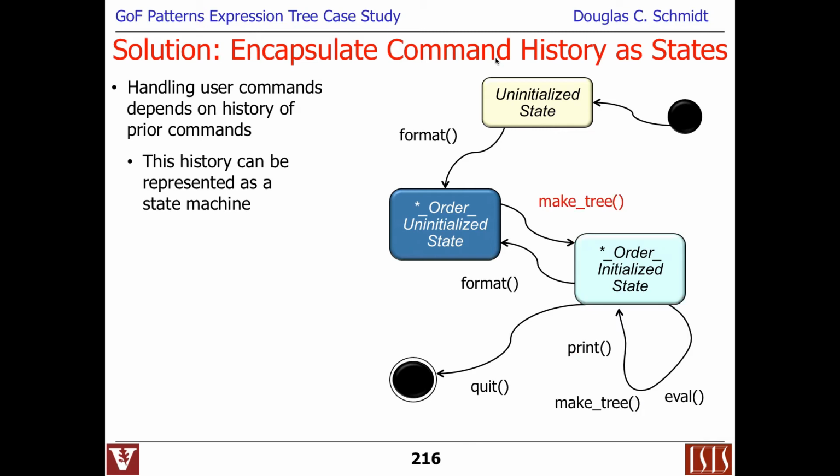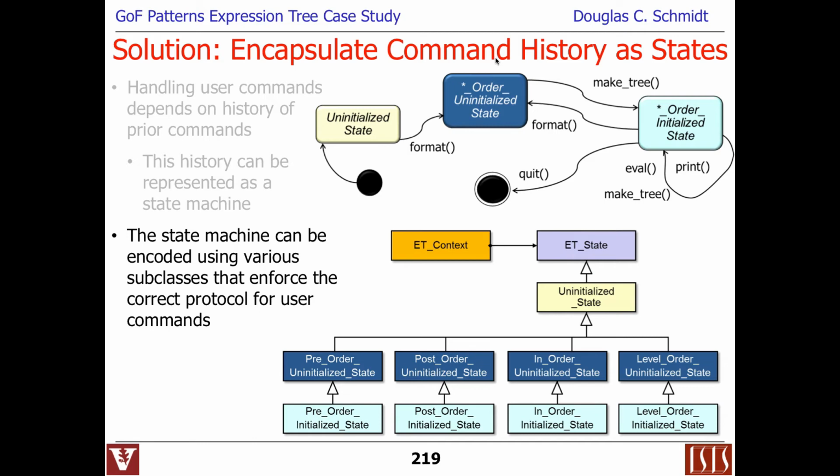But what this is basically doing is encoding the legal operations at any given point. The edges out of a state, or a node here, tell what operations can be invoked legally at that point. And if you invoke the wrong operation, then you get an error message of some kind or an exception. So in order to represent this, we're going to take this state machine, these are the states that we've got, and we're going to cook them into the design of our class hierarchy.